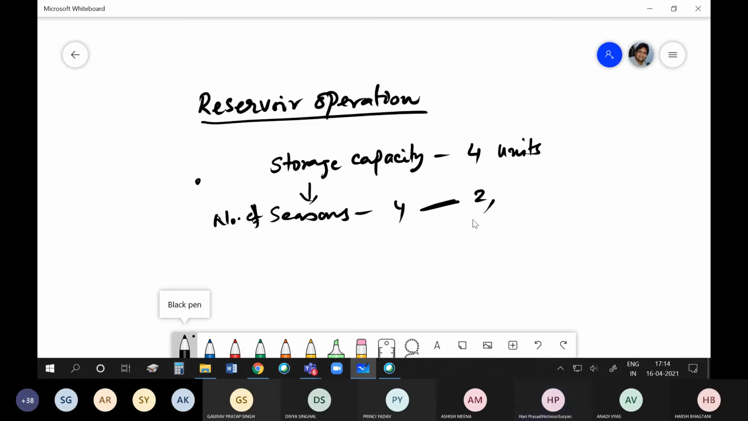In the second you have 1 unit, in the third you have 3 units, and in the fourth you have 2 units. These are the inflows. Let me call these Q1, Q2, Q3, Q4. These are inflows into the reservoir. Now we will be releasing water from the reservoir to meet the requirements.